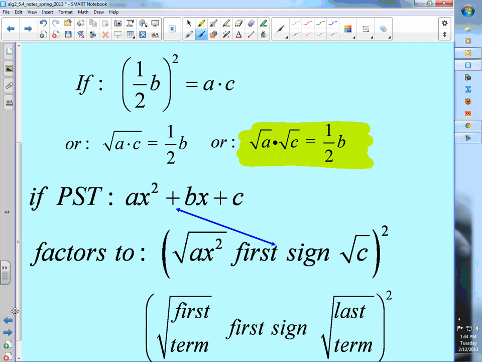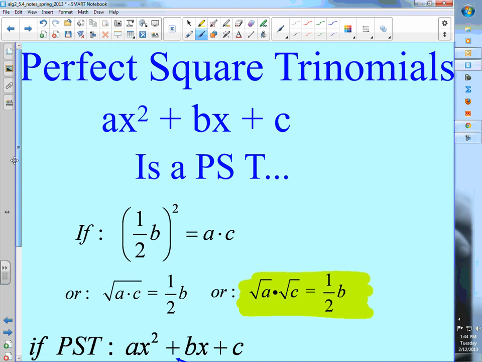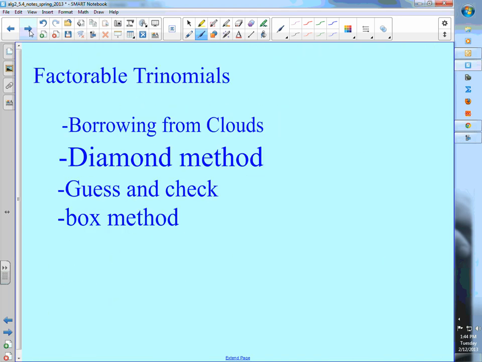But you need to be able to recognize them for sure on sight. You do not want to have this be something you borrow from the clouds with when it's a PST. So when you factor it, the square root of the first, the sign, the square root of the last, wrap it in a square. So again, perfect square trinomials, we should be pretty good at. In factoring trinomials that are not PSTs, you can borrow from the clouds, diamond, box, guess and check, Harry Potter, whatever. Come up with a method that works for you and do it every single time.